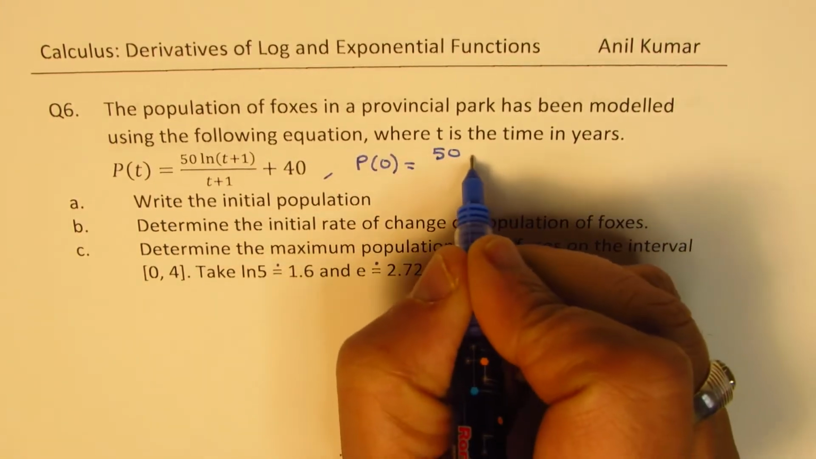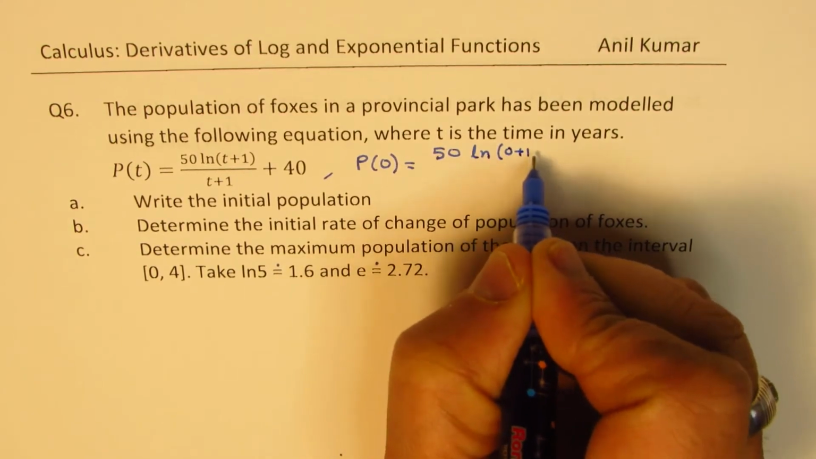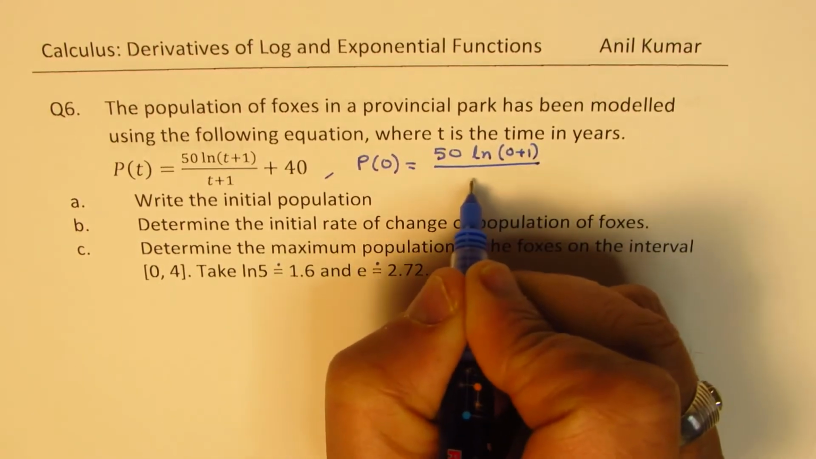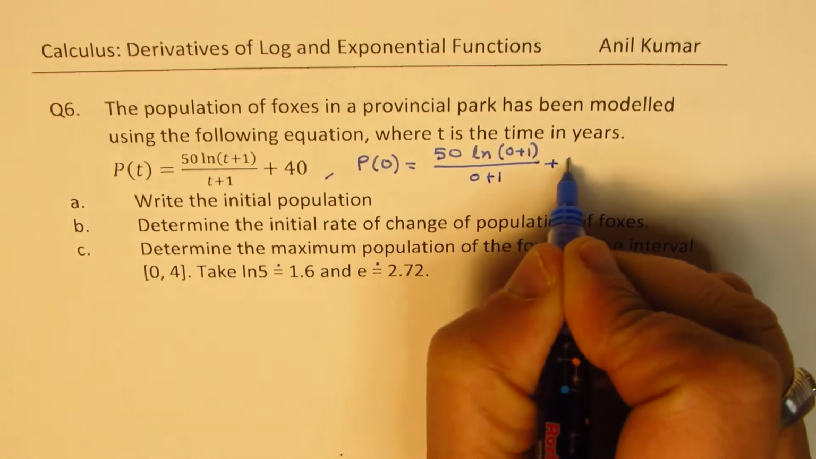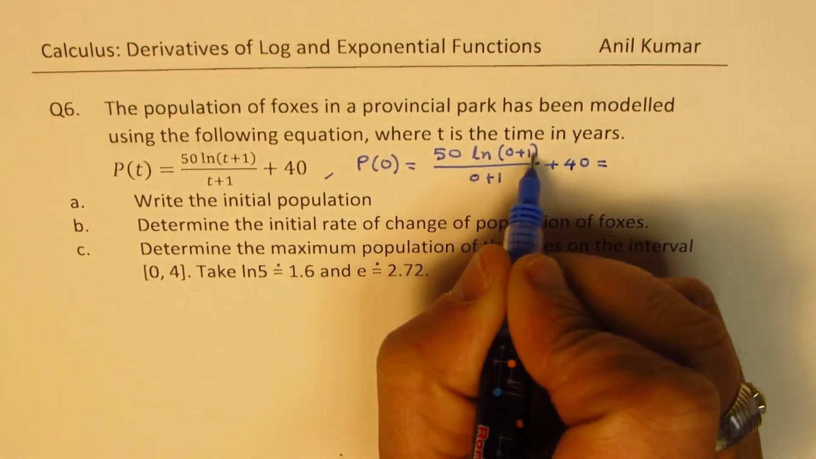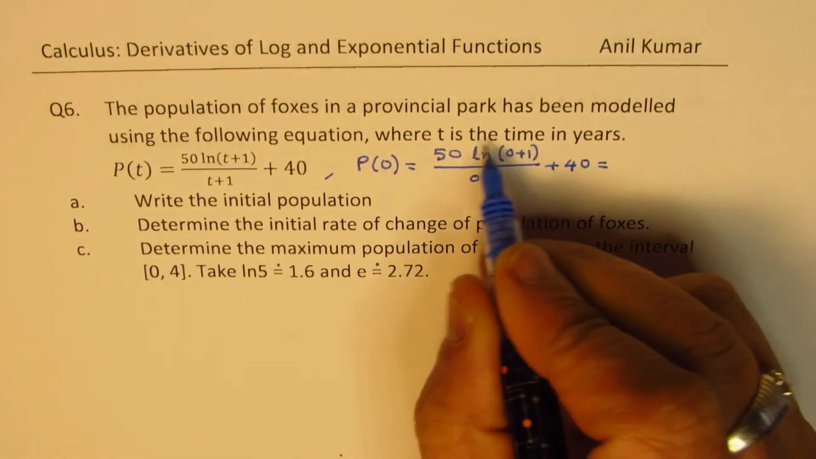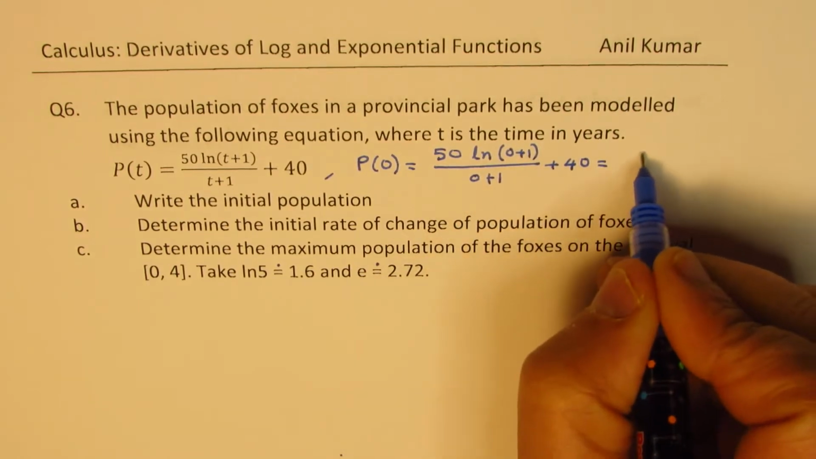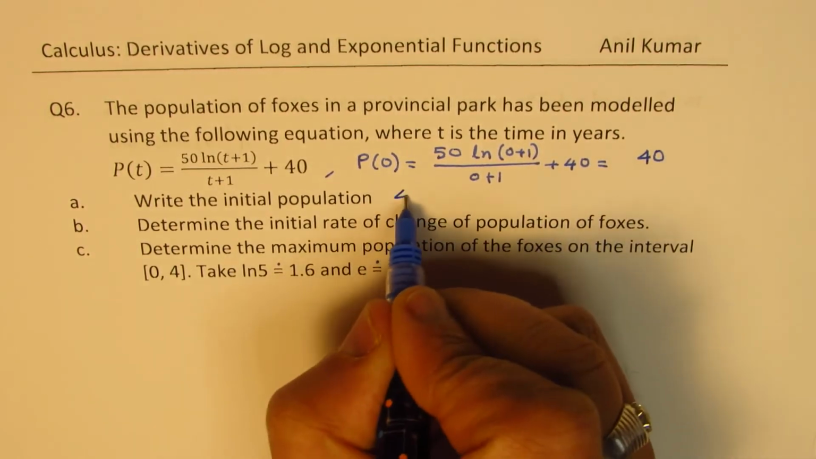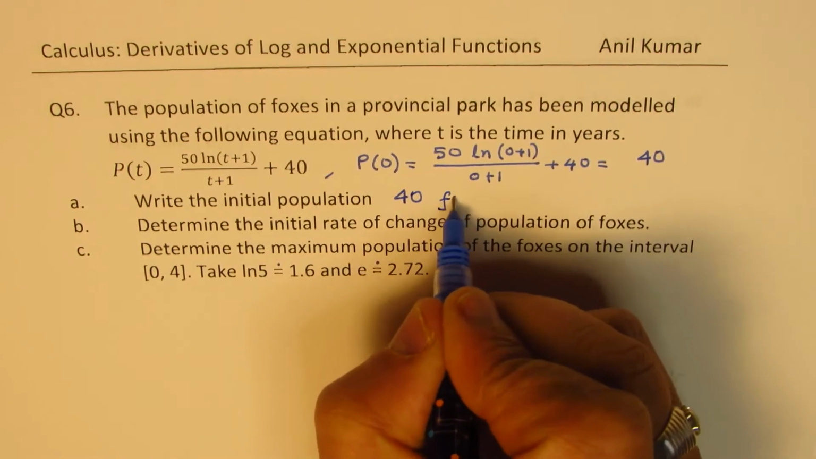So we get 50 ln(0 plus 1), which is ln 1, over 0 plus 1, plus 40. Now ln 1 is 0, so we get this whole thing as 0. So we are left with just 40, right? So the answer is 40, and we're talking about foxes.